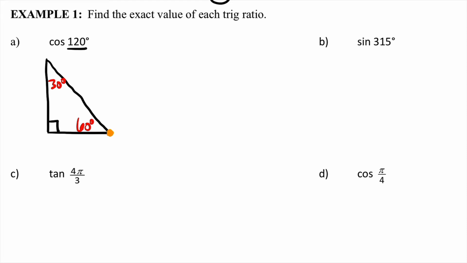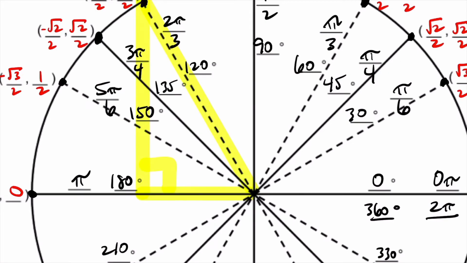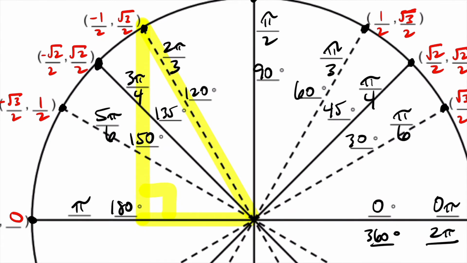Okay. I haven't finished step 2 though. Step 2 said draw and label. I labeled the inside, but now I got to label the outside. So let me label the outside. Do I know this distance here? I do. The base, we call it the base. The bottom of a triangle is called the base. Do I know how far it is from here to here? I do.